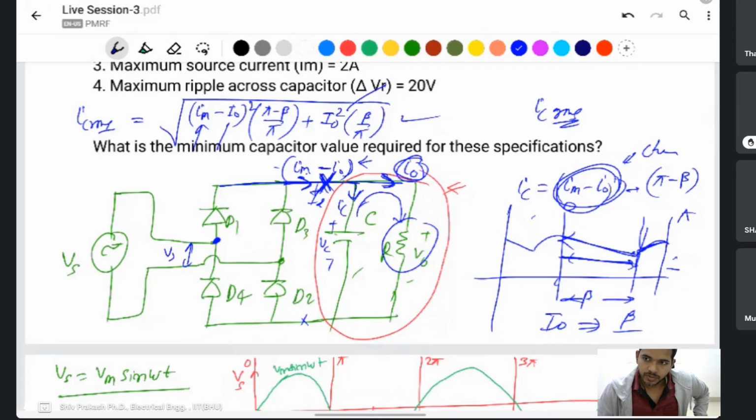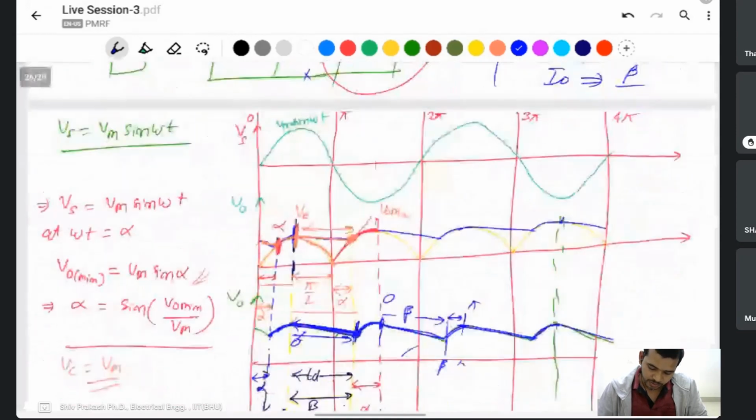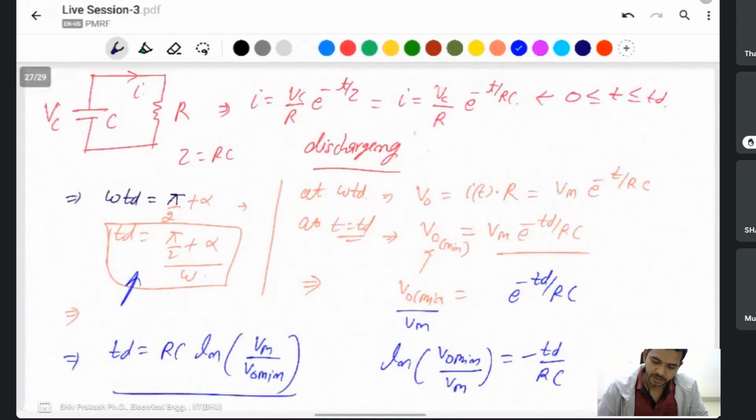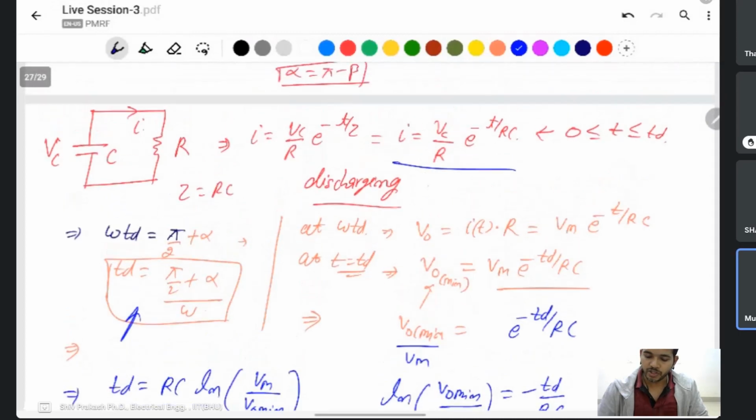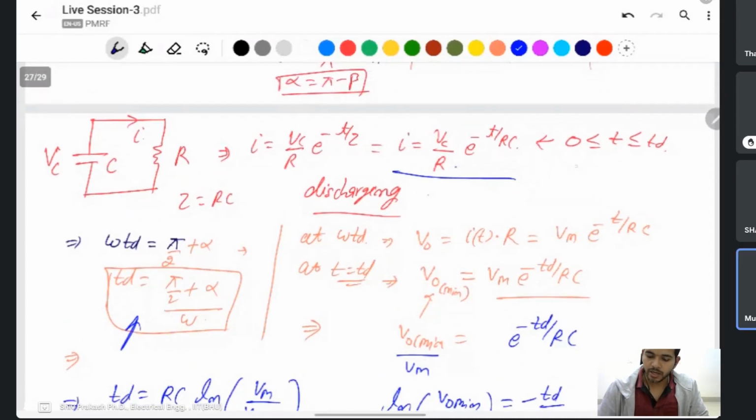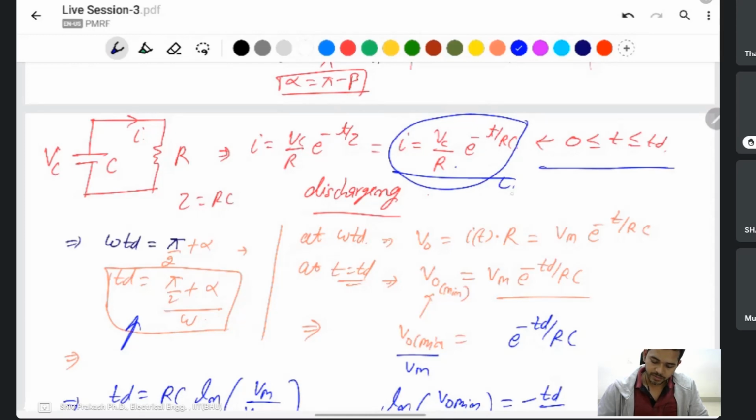But how to get the function of this discharge period and rising time? How to get the function, because for getting the RMS value, we need the function. If you calculate from the function, then you know the current expression. You can square this one over the 0 to TD time period. This one is the function of discharging.